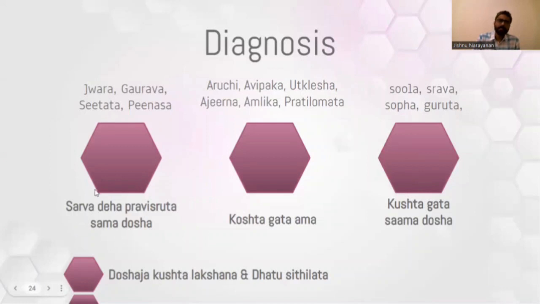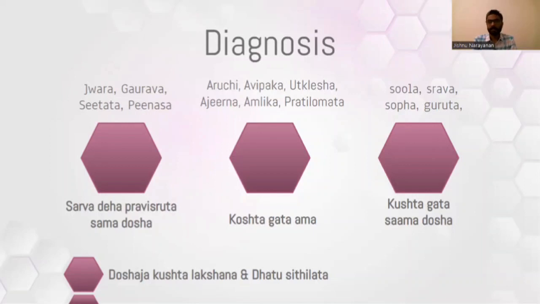One is whether the ama is there, and if it is there, whether it is sarvadeha pravisrita, whether it is all spread all over the body or not. That is an important factor. For that, you have to see the symptoms like jvara, gaurava, shitata, pinasa, running nose, rhinitis, mild temperature throughout the body, rise of temperature in the evening, night fever. All these factors become an important tool to understand the sarvadeha pravisrita ama or sarvadeha pravisrita sama dosha.